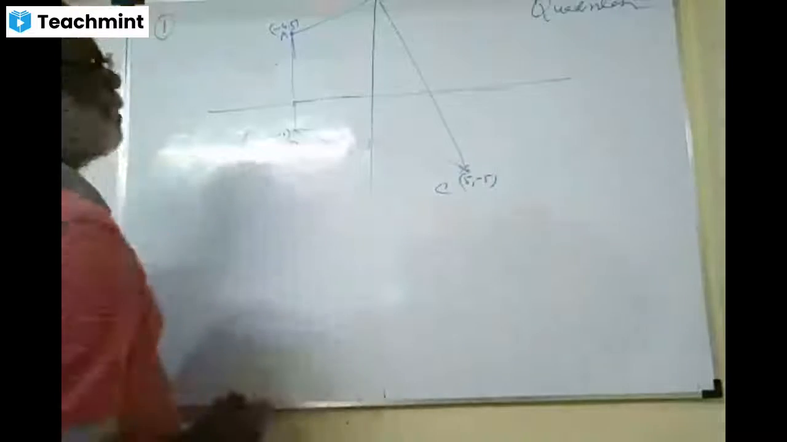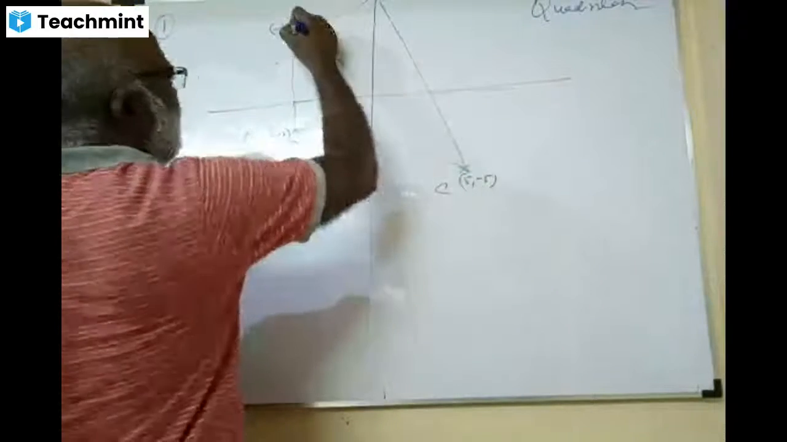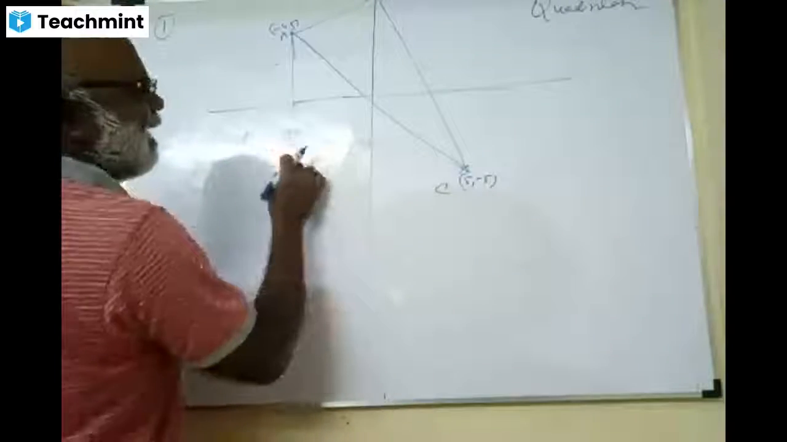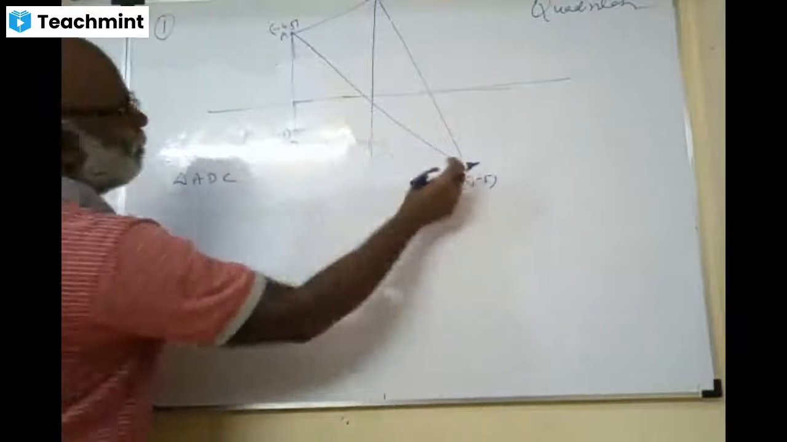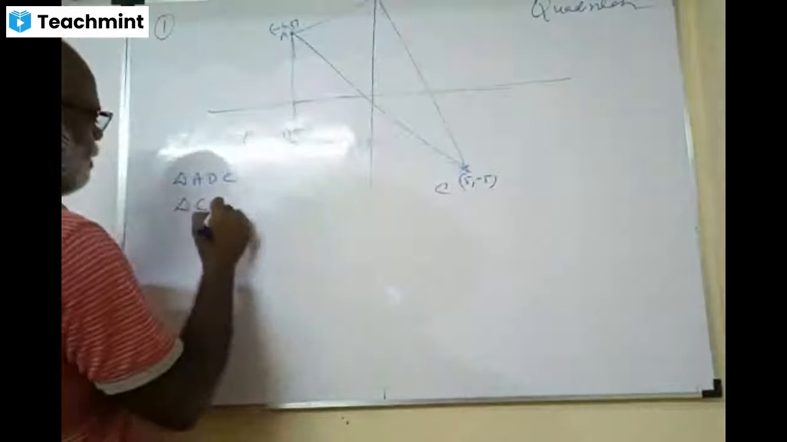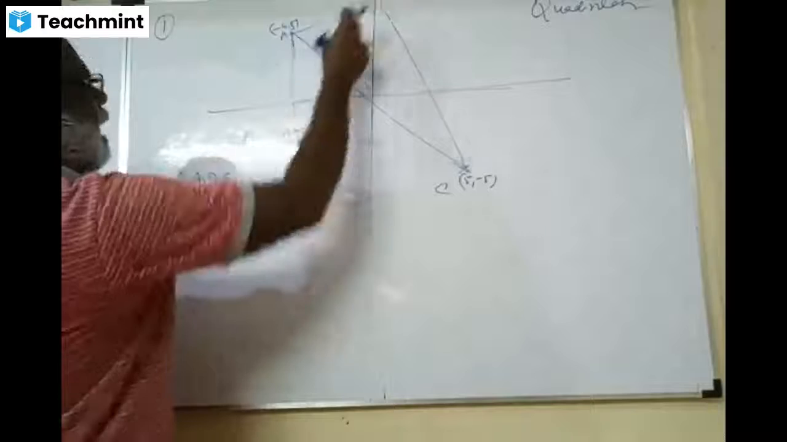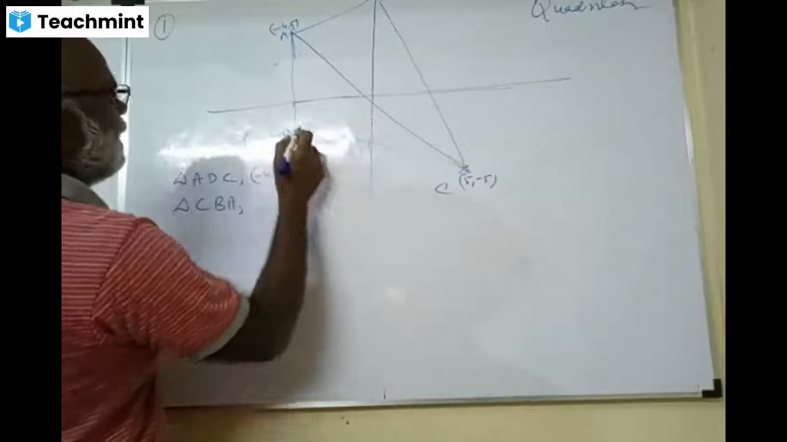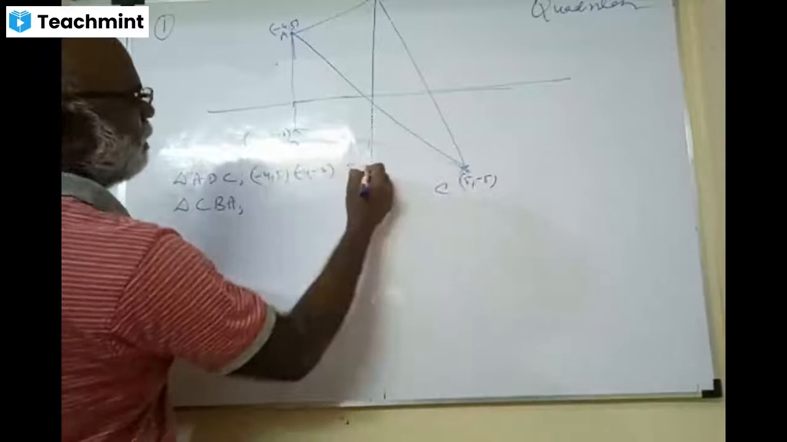So you draw one diagonal and see that you get two triangles. AC, you join it, ma. You get triangles. One is triangle ADC, the next one is CBA. See, in ADC, A is (-4, 5), D is (-4, -2) and C is (5, -5).